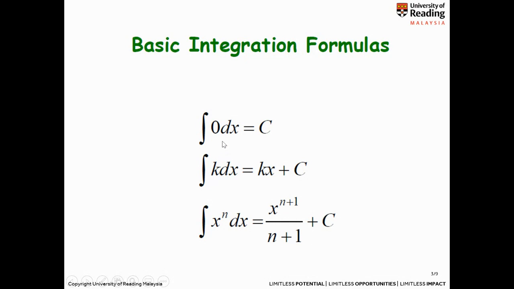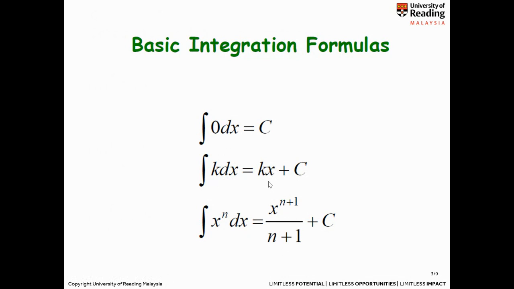For the special case, when there is just a 0, when you integrate, you shall get a constant. When you integrate a constant, that means a number, you shall get kx plus c. That means there is no x, so when you integrate, you shall get x to the power 1, which we just show as kx plus c.